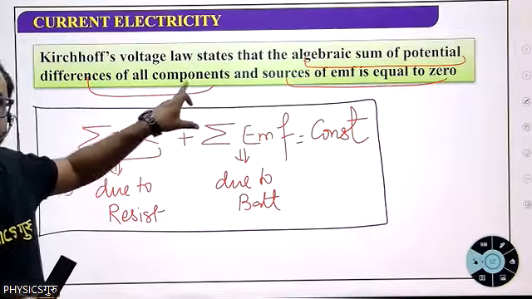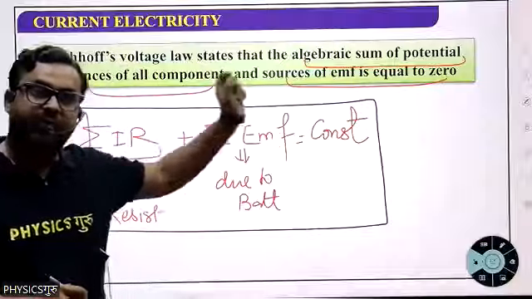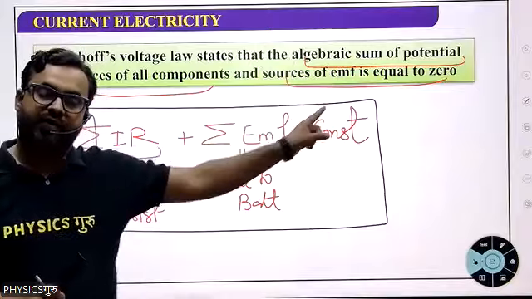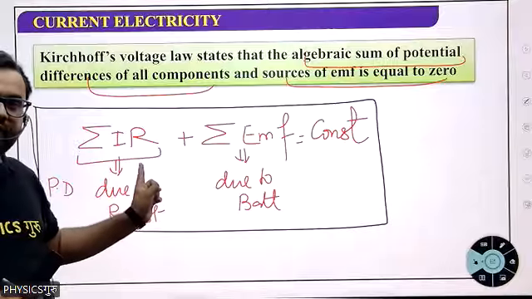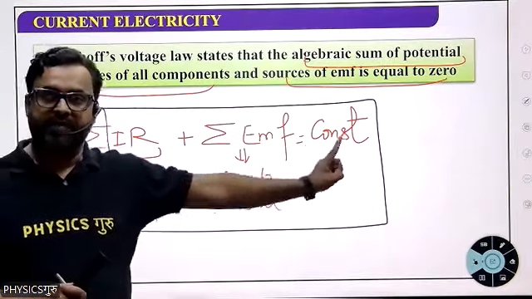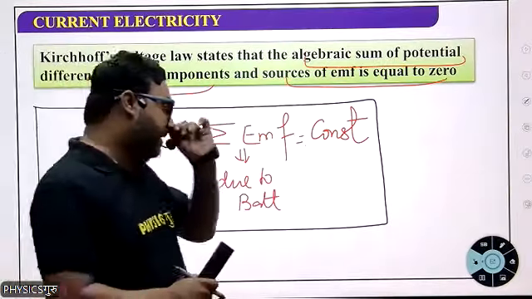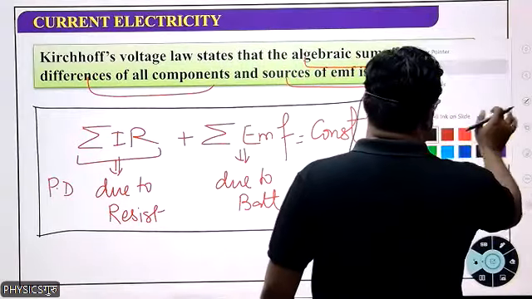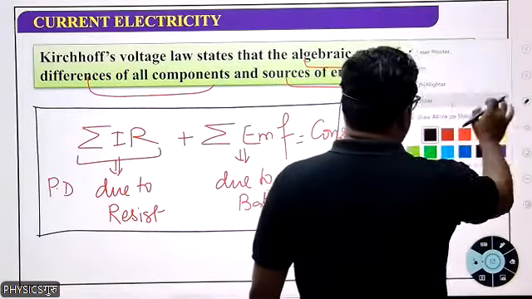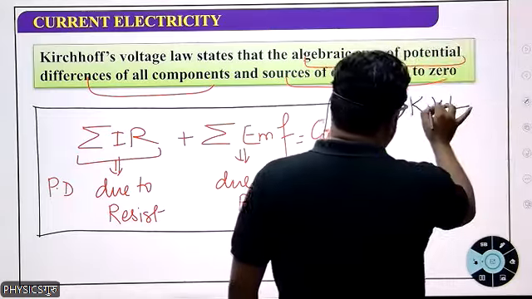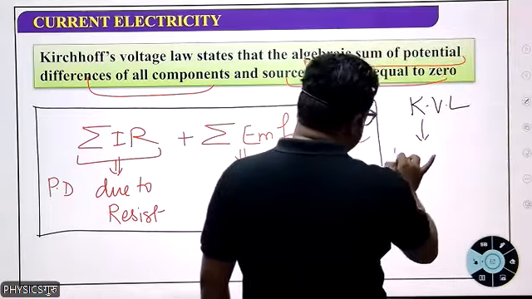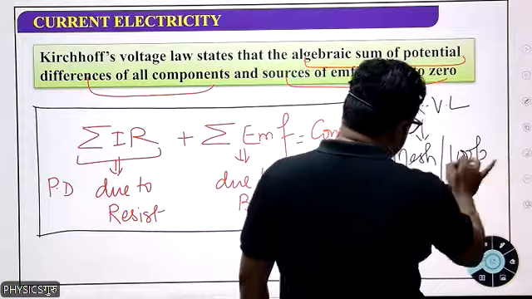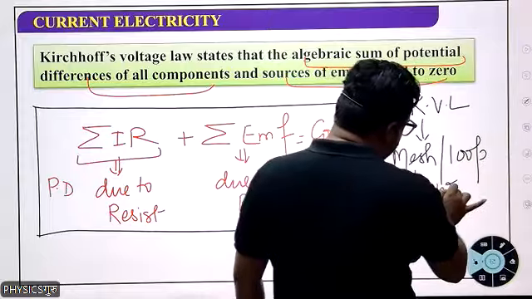I repeat, Kirchhoff voltage law states that the algebraic sum of potential difference of all components and source of EMF is always equal to 0. That means summation of IR plus summation of EMF is equal to constant. It is important to note that KVL, Kirchhoff voltage law, is also called mesh law or loop law.